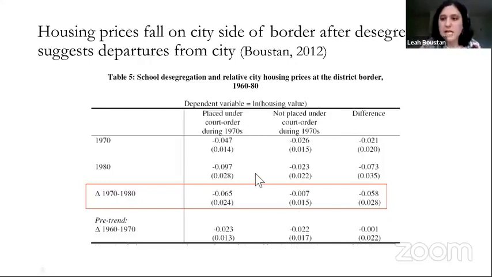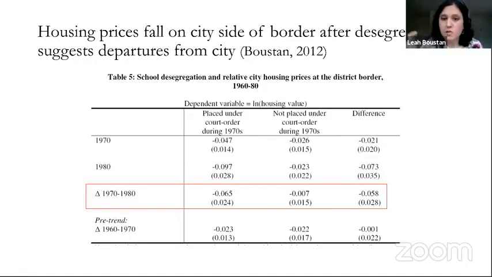So what I'm looking at here is not the number of departures from a neighborhood, which is what we've been talking about up until this point. Instead, I'm looking at housing prices as an outcome. And in the first column here, we're looking at around 25 boundaries between cities that were forced to desegregate in the 70s and their neighboring suburbs that were not. In the middle column, we have similar boundaries between cities and suburbs, but these were for cities that did not go under court order. Okay, so what we see is before the court orders were put in place in 1970, the city side of the border already had lower housing prices.